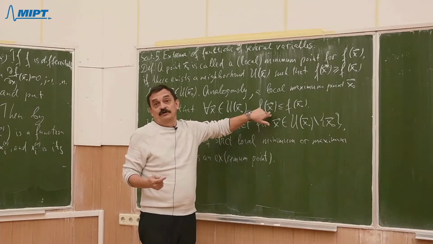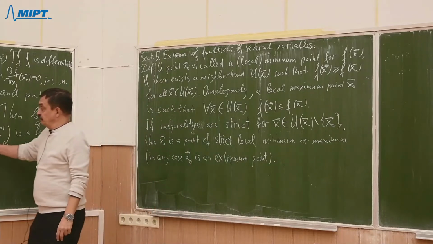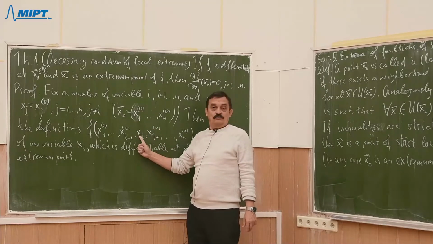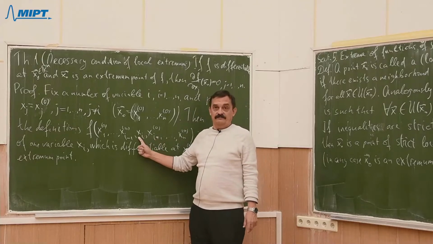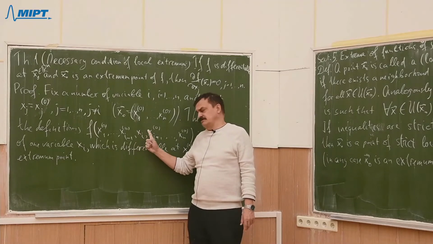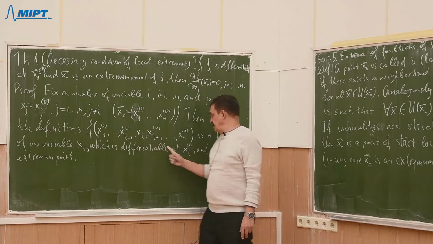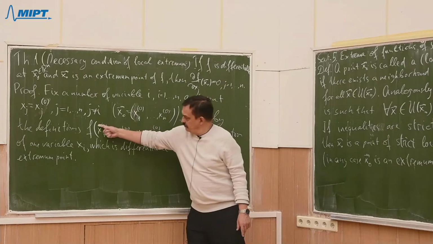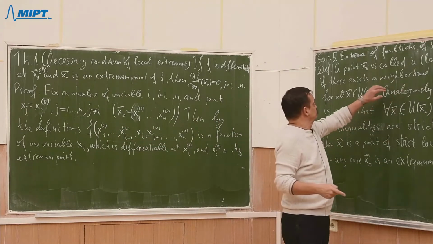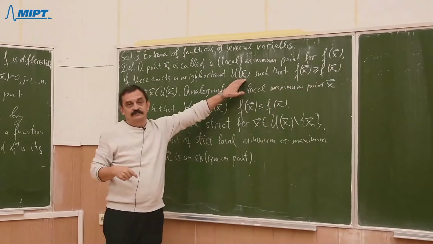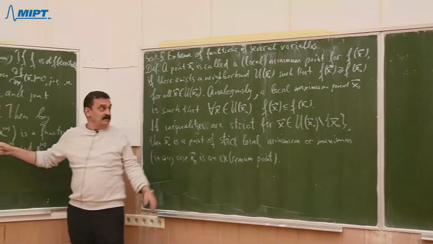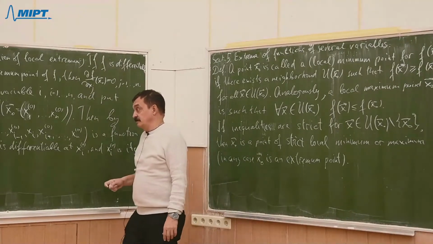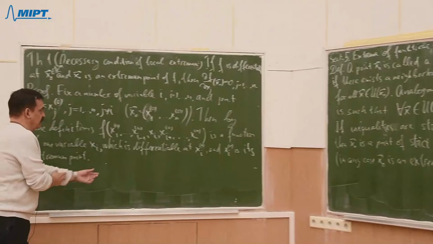For an arbitrary point x in the neighborhood, we fix all coordinates to be the same as in x naught except for one coordinate, which we vary. If xi is sufficiently close to xi naught, then this point is in the neighborhood U of x naught. Hence our function will be less than or equal to f at x naught. So indeed we have the extremum, the maximum in our case, for our function.